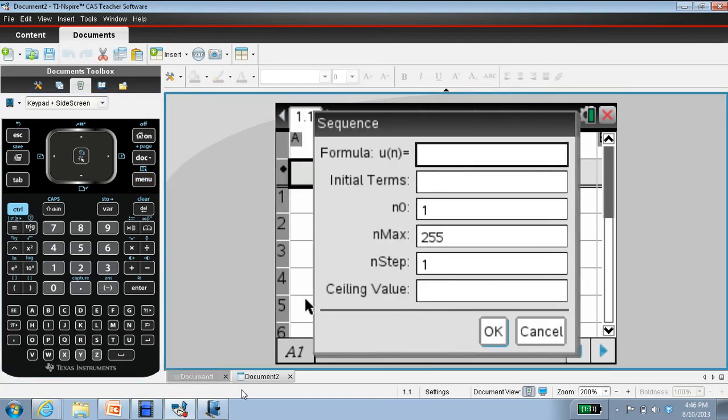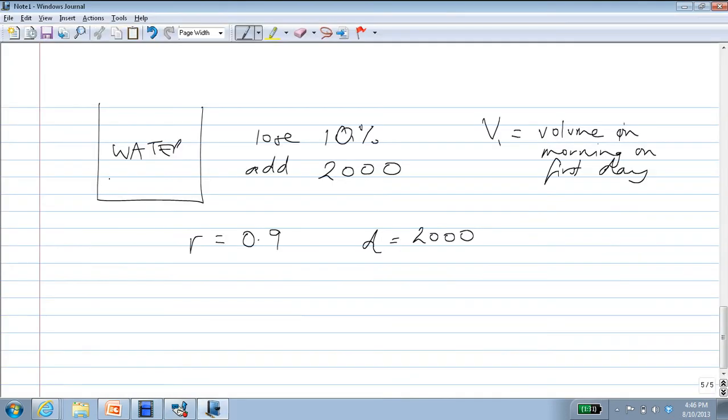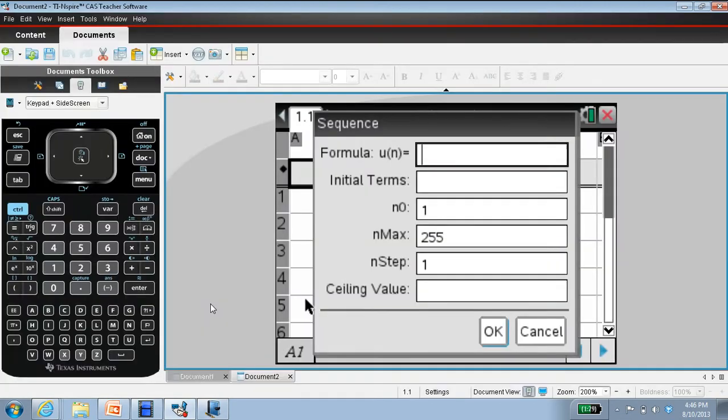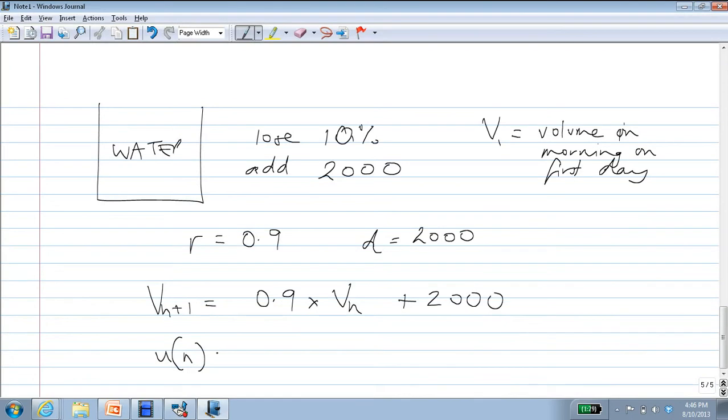So let's think about the sequence we actually want to put in. Well, the sequence is Vn plus 1 equals 0.9 times Vn plus 2000. Now the calculator doesn't work with V's, it only works with U's. So the calculator starts always with Un equals something. So we're going to keep the 0.9 and the 2000 as they are. Un is representing a term, and the term before Un is Un minus 1.